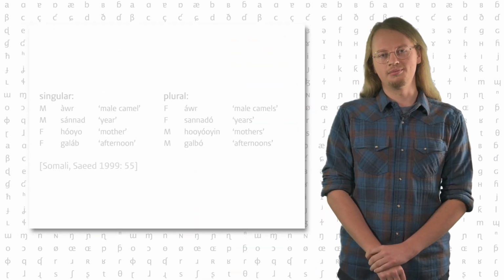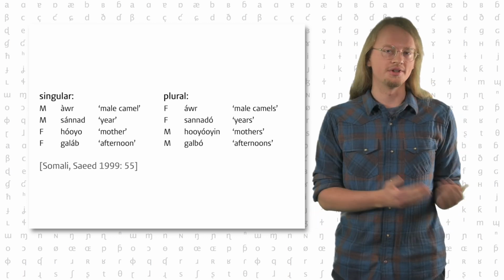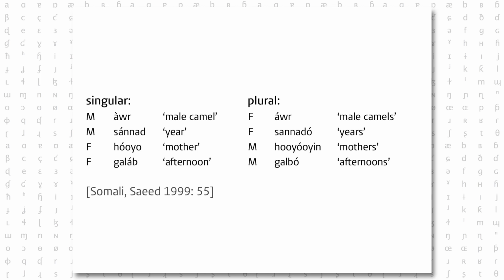In Cushitic languages, noun classification is often intertwined with number. Somali, for example, exceptionally uses the opposite gender to express the plural. The plural of the masculine nouns for male camel and year is created by deriving the feminine form of it. Vice versa for singular feminine words like mother and afternoon, for which the masculine form is the plural.